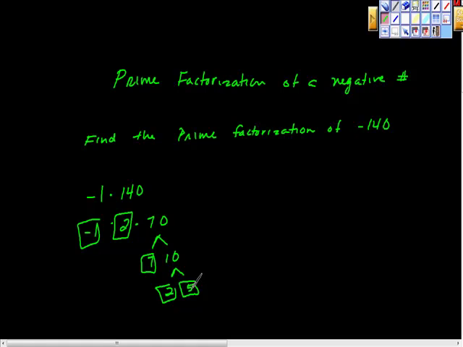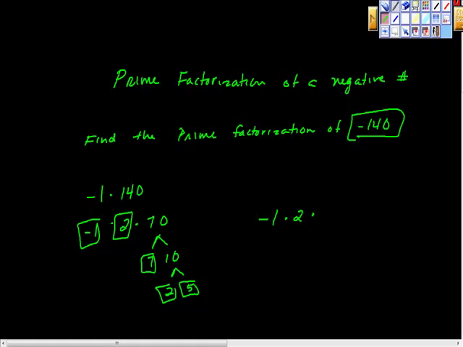Do a little bit of math here. 5 times 2 is 10, times 7 is 70, 70 times 2 is 140, 140 times negative 1 is negative 140. We got back to that number that we started at, didn't we? And then all the numbers that I put little squares around, I put them there for a reason, that's my prime factorization.